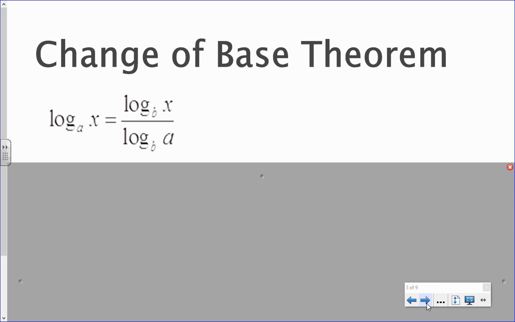But just in general, if you have log base a of x, you can find the approximation for a logarithm by doing log base b of x divided by log base b of a. Okay? It doesn't actually matter what the base is. However, what base is in your calculator? What else is in your calculator? E. You have base 10 and you have base E.